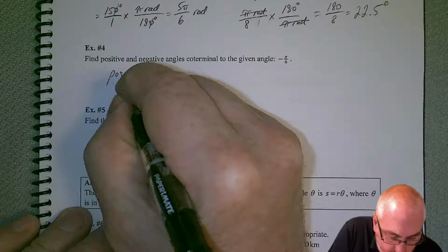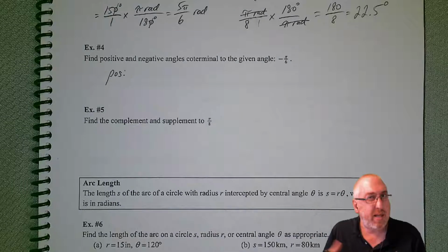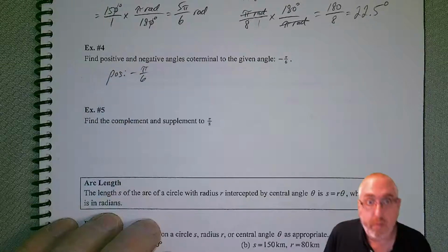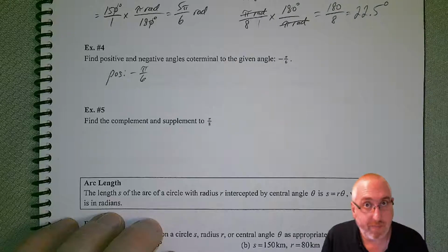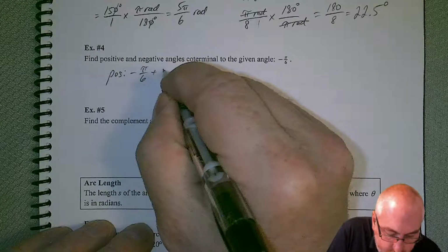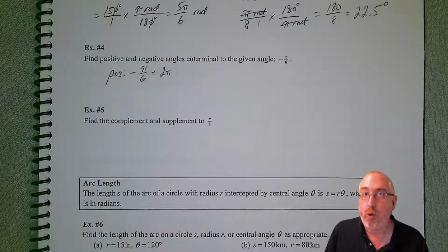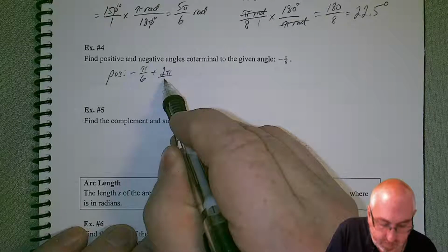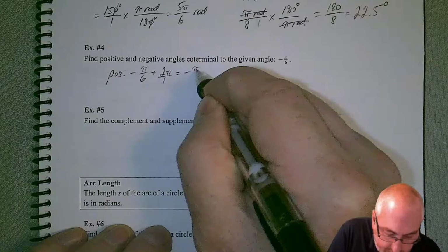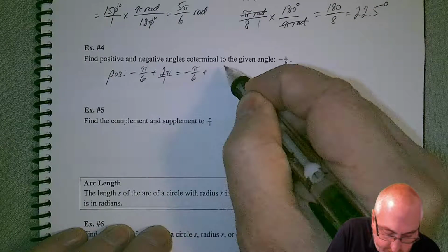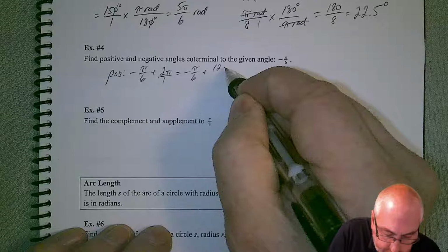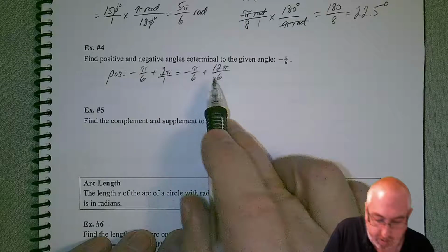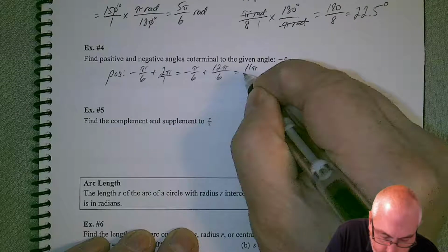So let's start with our positive. Remember, when it's positive, usually we like to add 360. But what is 360 in radians? Hopefully you haven't forgot already. It is 2 pi. So if we add 2 pi to that, we should be able to get to our answer pretty quickly. So adding fractions, we need an LCD, obviously. So let's get a common denominator of 6. So that should make this 12 pi over 6. And so a negative 1 pi plus a positive 12 pi better give us 11 pi over 6.